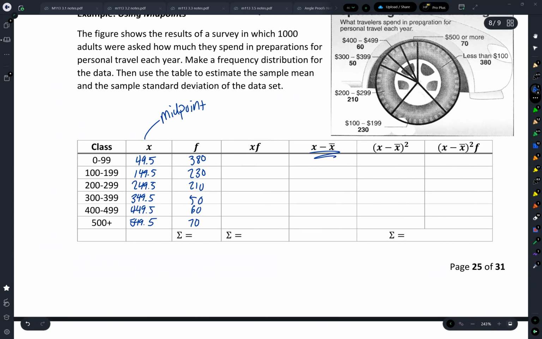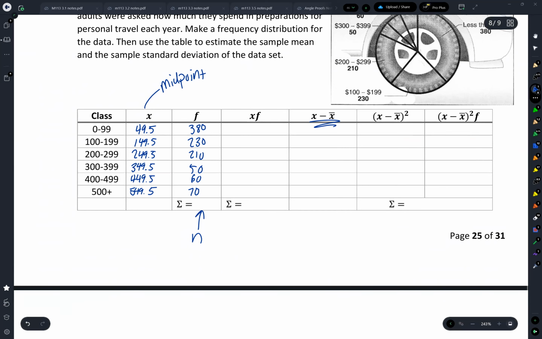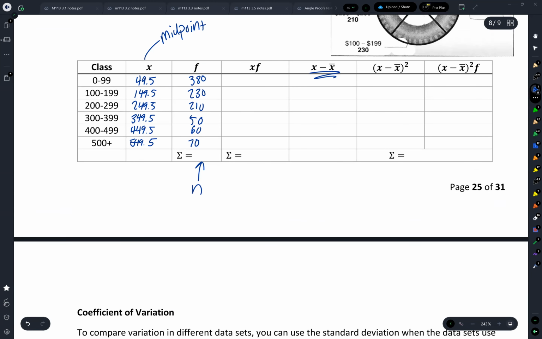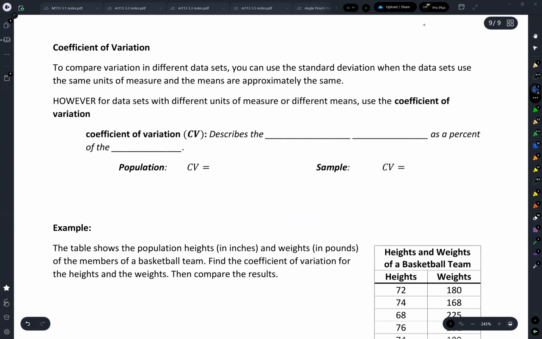To find xf, you multiply your x column times your f column, and then you need to find your sample mean, finding the sum of this. You also need to know what this is. This is going to be your n. Whenever you find that, you take the sum of your xf divided by your n to find your sample mean, which is x bar. And then from there, you can finish the rest of that. But just for time purposes, I won't do the rest of it. I started you off on it.